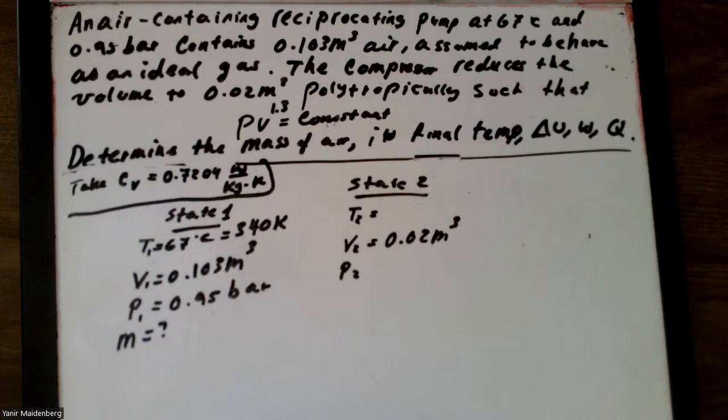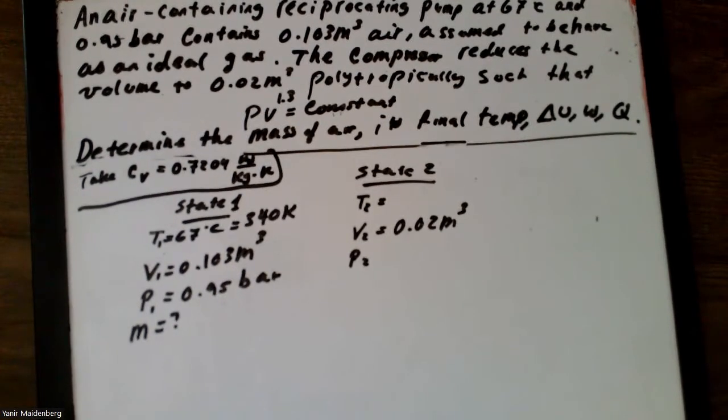Okay. Obviously, we don't have the U's. We don't have any of the U's. We don't have any idea for the work. We don't have any idea for the Q. Okay, so the first thing that I would do, well, there's several ways of going about this.